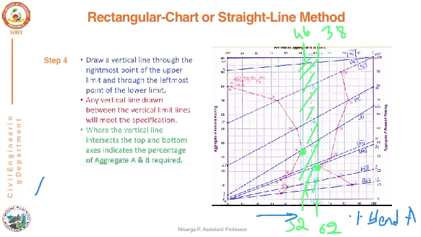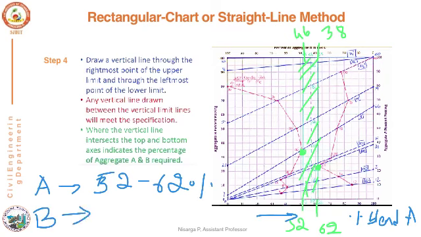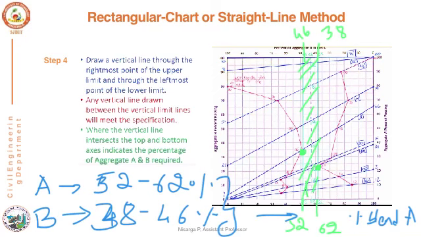So it clearly says that aggregate A has to be mixed in the proportion range between 50 to 62% and aggregate B has to be taken in the range of 38 to 46%. This will be the range in which, if you mix these two aggregates A and B, you will get the desired gradation. You can choose.